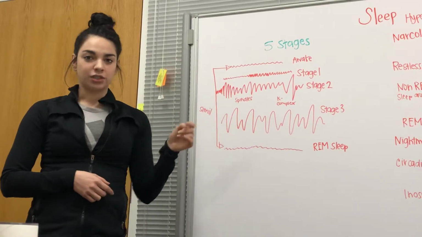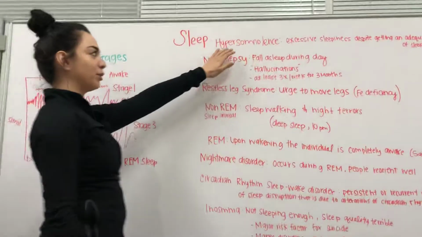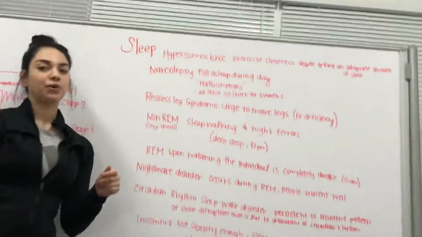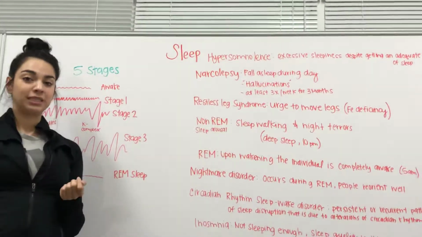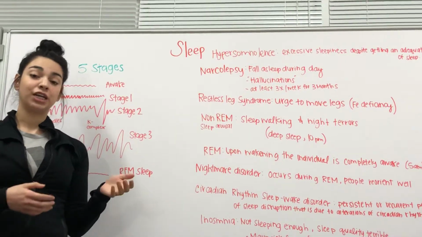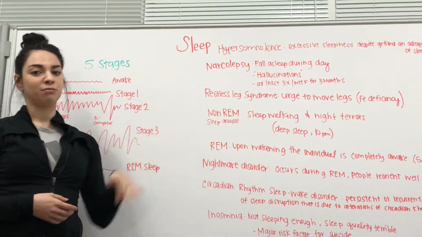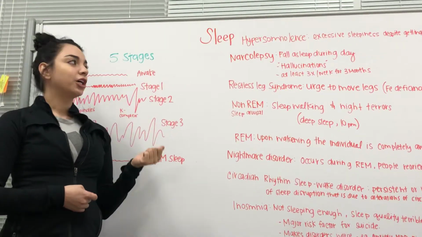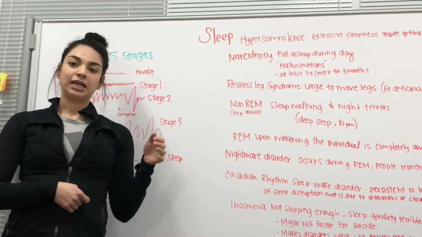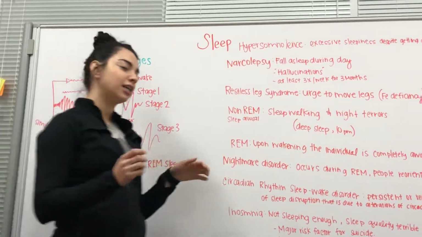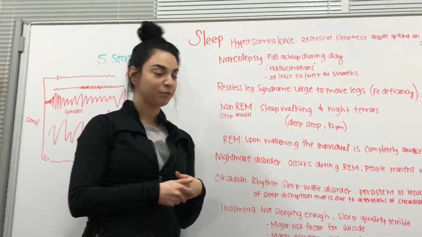Starting to move into disorders. We're going to start with hypersomnolence. This is where you have excessive sleepiness despite getting a good amount of sleep. Moving down to narcolepsy, this is a type of hypersomnolence. Narcolepsy is where you're falling asleep during the day. I could just be walking and then boom, I'm out, I just fall asleep.